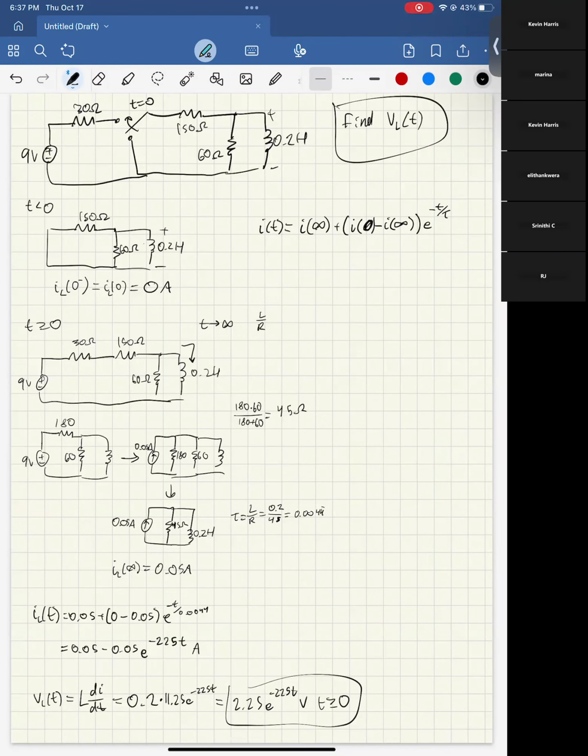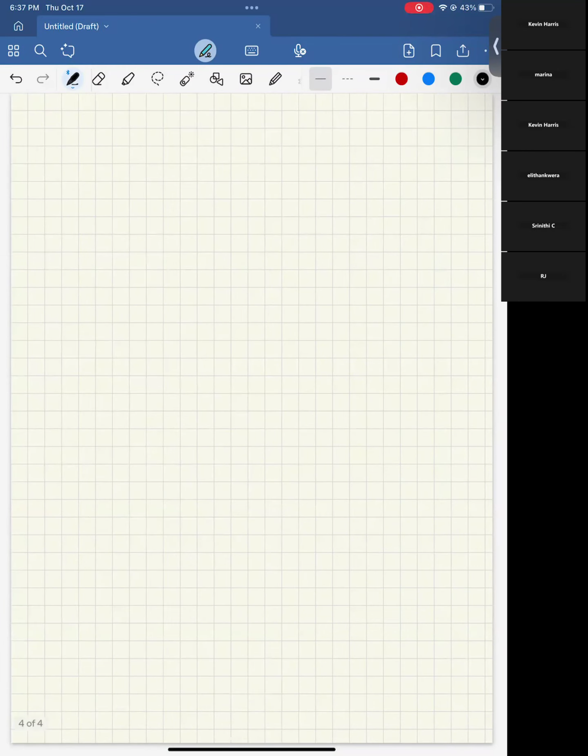So again, it's very similar to the capacitor questions. You're just finding the opposite values. It's very similar, but you're doing the opposite things. Now I will move on to the next question.